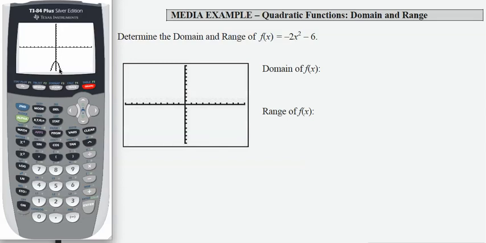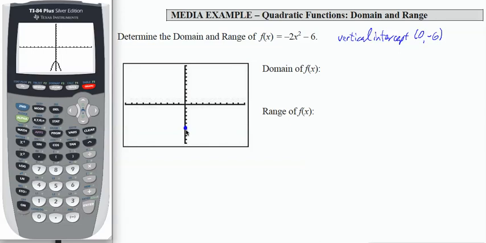First of all, I can take a look at the vertical intercept, which in this case is (0, negative 6). I can verify that by looking at the function here. The c value is negative 6. So the vertical intercept is (0, negative 6). I'm going to graph that: 1, 2, 3, 4, 5, 6. So there is my vertical intercept.